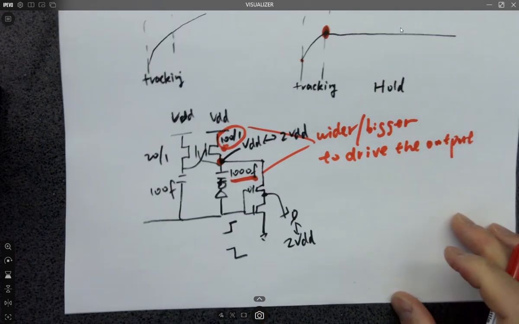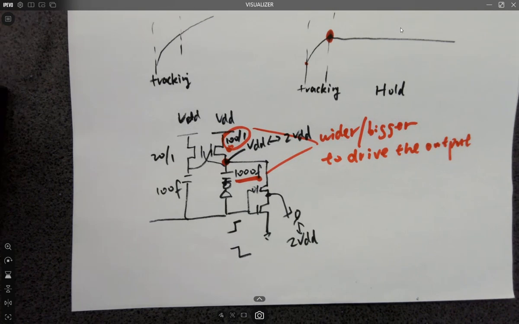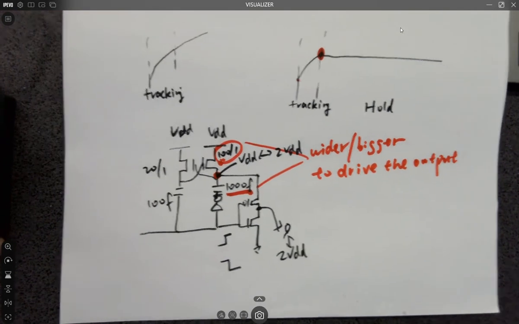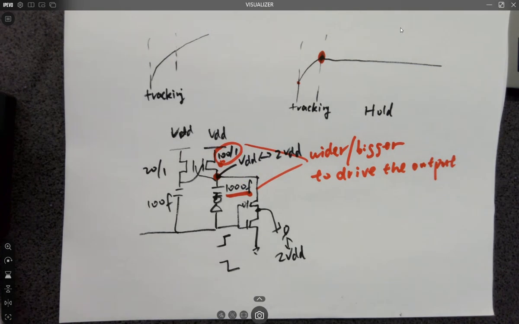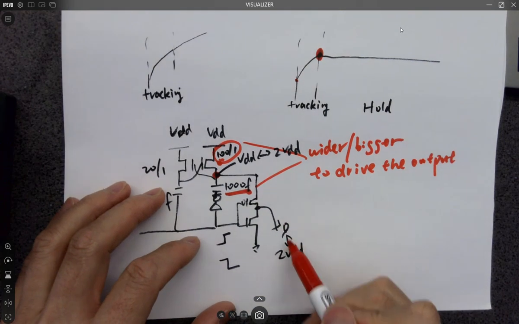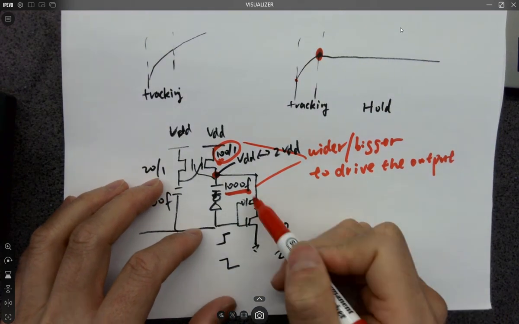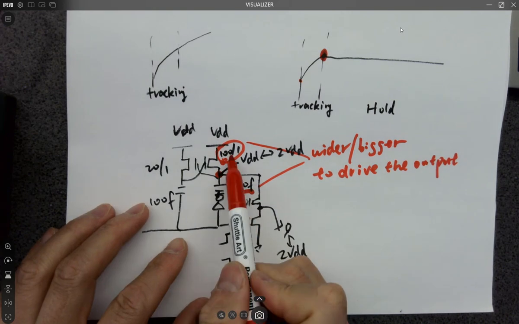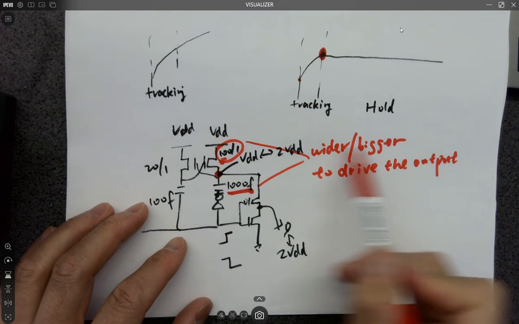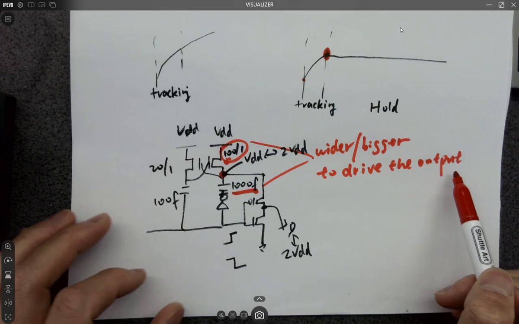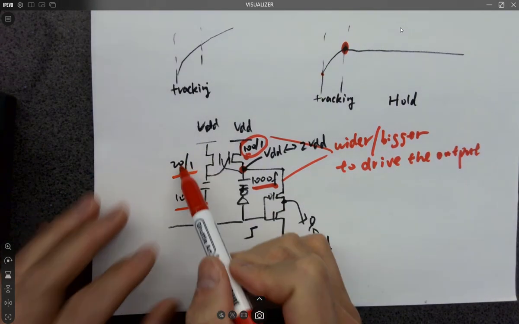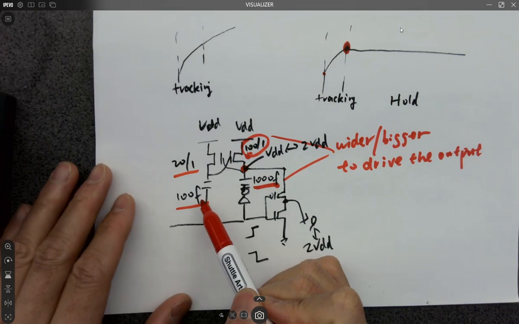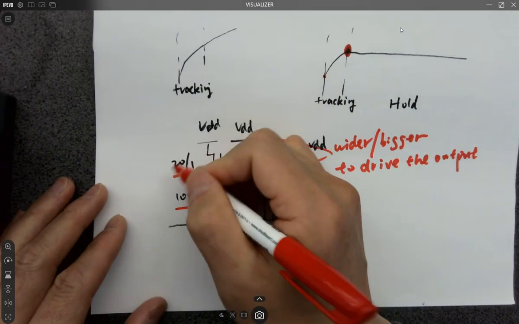So these will be some of the important points on the quiz on Monday next week. First, the output over here is 0 to 2 VDD, right? And second, these two are larger and wider to drive the output. And this one doesn't have to be big or wide, because it's just driving the gate, okay, smaller.